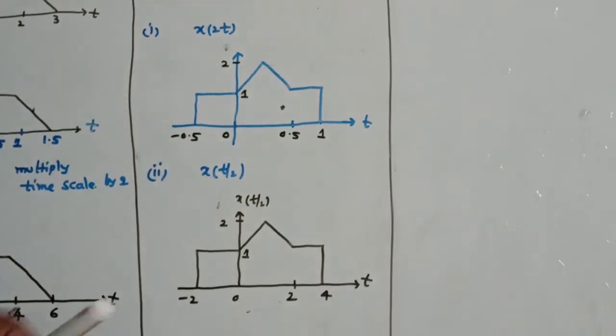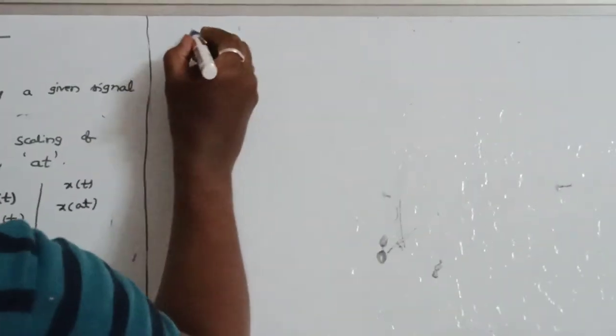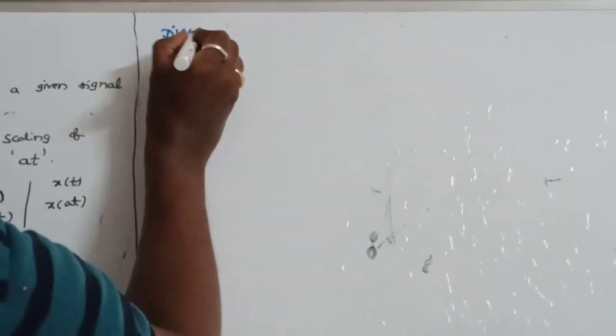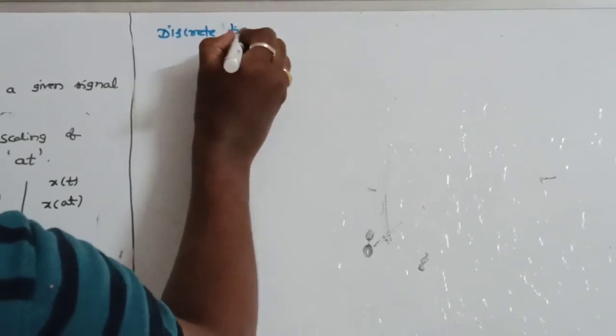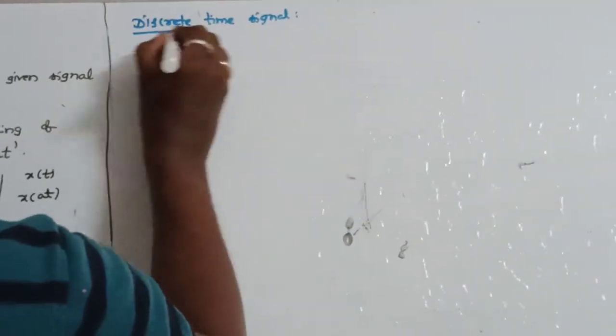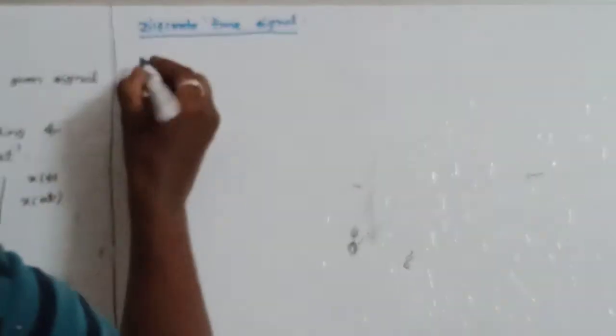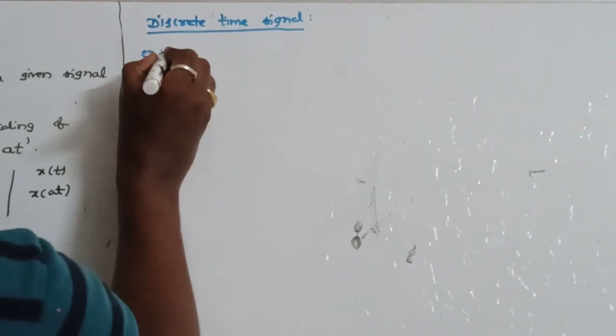Now let us come to the discrete time signals. Let us see how to do the same for discrete time signals. Time scaling here is somewhat different because the signal consists of samples. Let us see how to solve with the help of some straightforward examples.